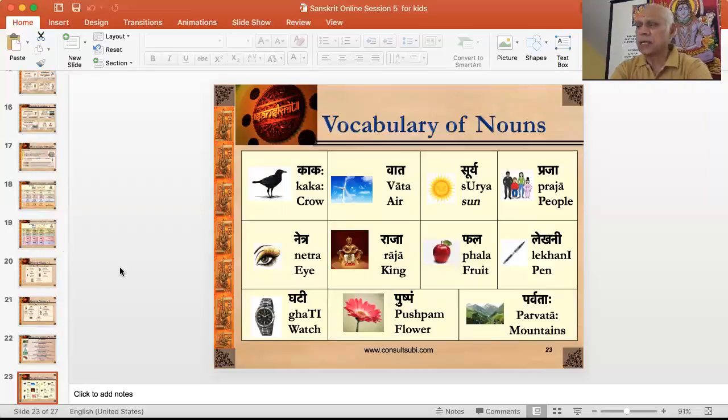Okay. Having said that, now let's go and understand a few words. Kaka means crow. Vata is air. Surya is referring to sun. Praja, people or citizens. Netra also means eye. Nayanam also means eye. Raja refers to a king. Phala, fruit. Lekhani refers to a pen. Ghati, a watch. Even in Hindi, you say ghadi. Pushpam, you all know it's flower. Parvataha, I mentioned earlier, parvata, mountains. So remember these words.